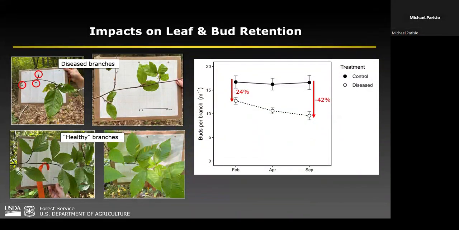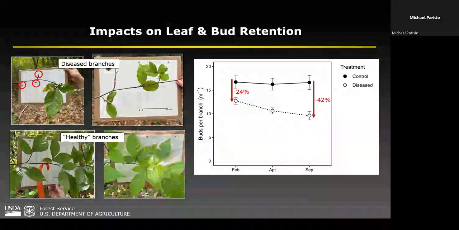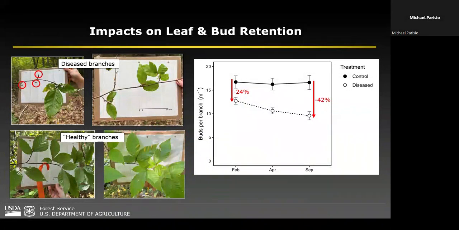So I did some measurements in February and April last year, so that would have been the previous year's bud cohort, and then a measurement in September, which would be the buds that are currently on the trees, the ones that we're going to see leafing out this coming spring. And so what we can see after 2 years of infection, we see a relative reduction of about 24% between a diseased and a healthy stand. And as we approach our 3rd year of infection, it looks like that's increased even more to the order of about 42%.